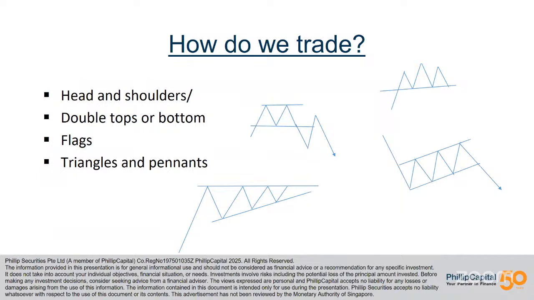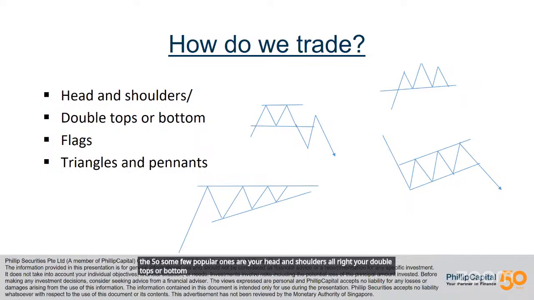So some of the things, as I mentioned, is how do we trade using just trend lines and understanding where the trend is going. Basically, there are a few patterns that I learned when I first started trading because I feel that it was one of the easiest ways to look at the market, to really understand how price action works, and to understand that price tends to move in a certain direction once it breaks out from the shape. Some popular ones are your head and shoulders, double tops or bottoms, flags, triangles, and pennants.